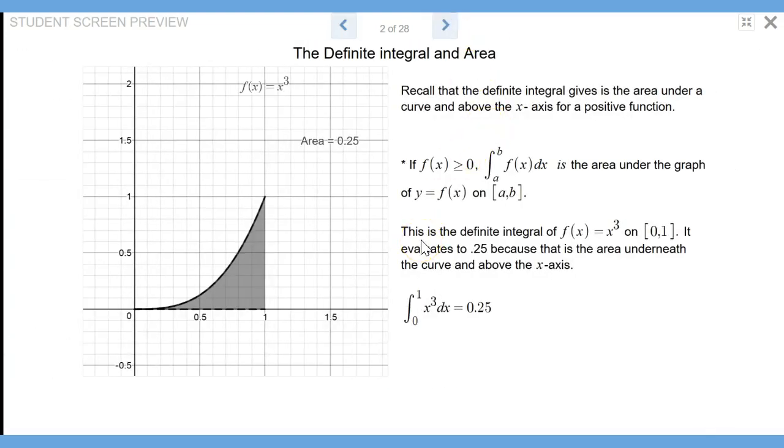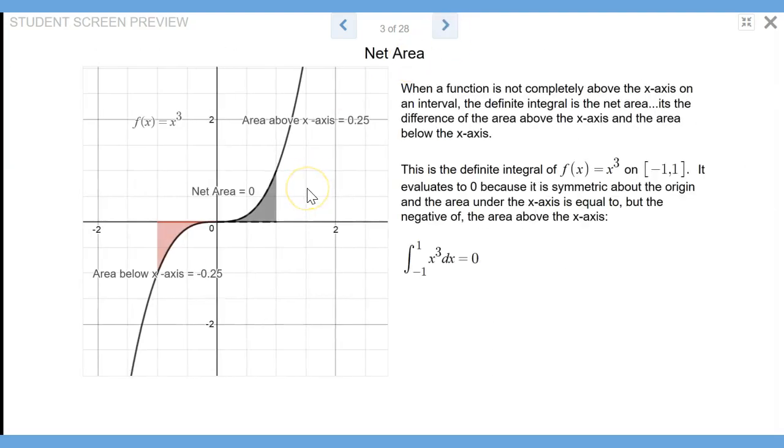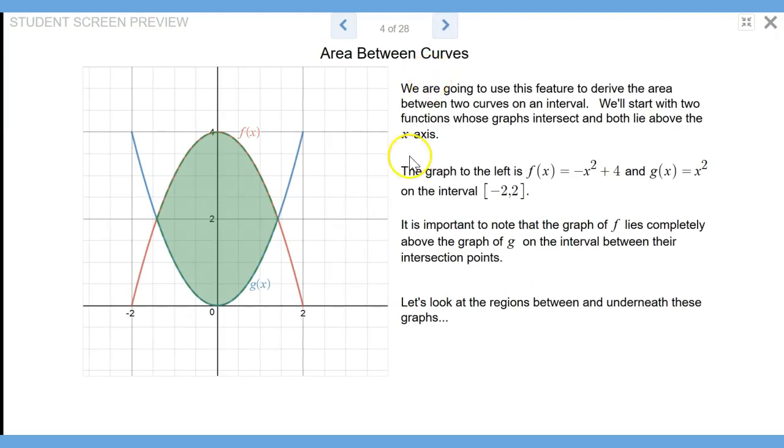So remember that the definite integral for a positive function gives us the area under the curve and above the x-axis for that function on some x interval. And also remember that the net area, when a function has parts below and above the x-axis, gives us the sum of the positive area above the x-axis and the negative below the x-axis. So now let's look at the area between curves.